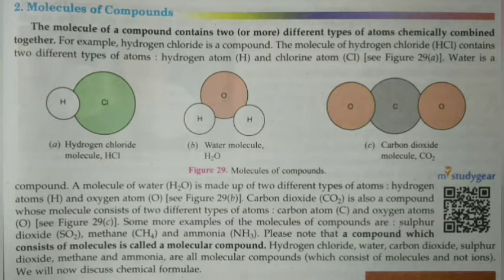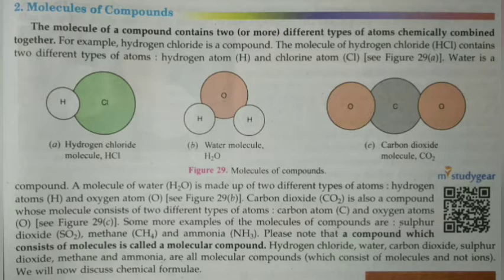Now, the molecules of compounds are formed by the joining of atoms of different elements chemically. Means by chemical reaction, when different atoms of different elements combine together, they form the molecules of a compound. For example, water, H2O, hydrogen chloride, HCl, carbon dioxide, CO2. A molecule of water is made by two atoms of hydrogen and one atom of oxygen.